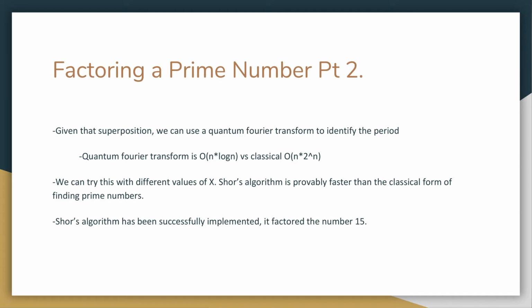And this is another speed up. So along with the superposition that iterates over all of the numbers that could be factors, the quantum Fourier transform in big O notation is n log n versus n times 2 to the n. So you think about it, in classical terms, this is an exponential operation. As you increase the n you have to search over, it grows exponentially. This is less than exponential, so it's a lot faster than the classical operation.